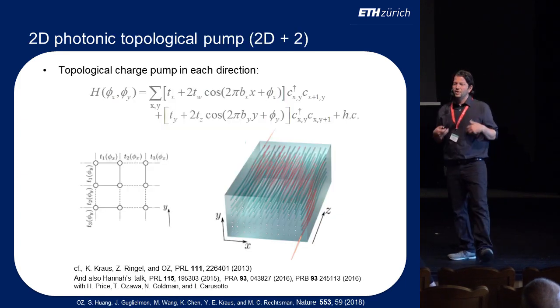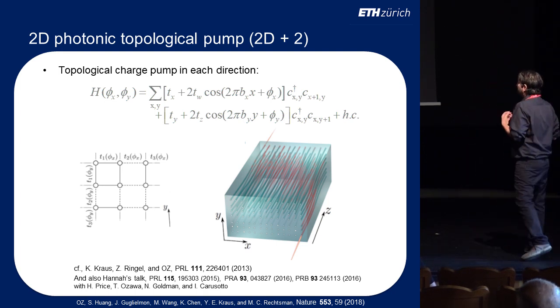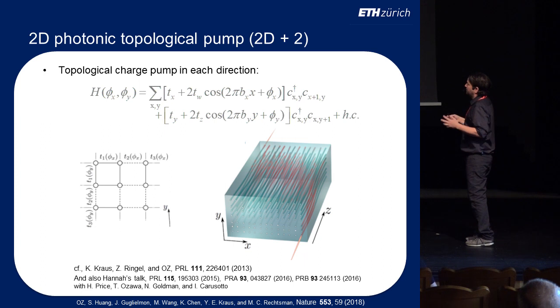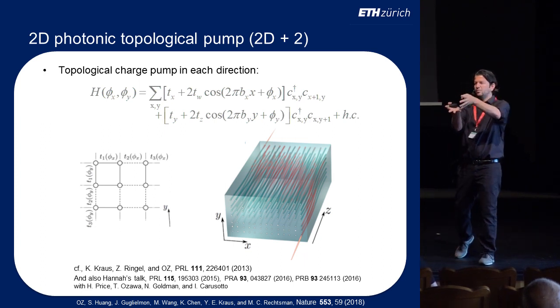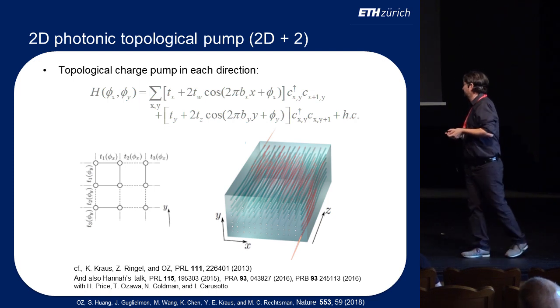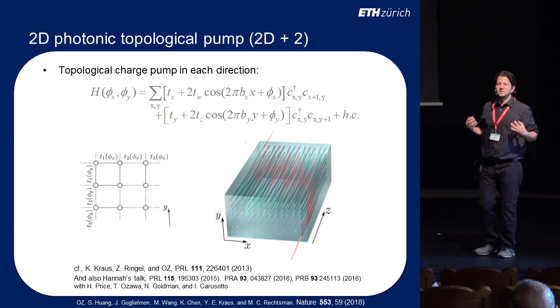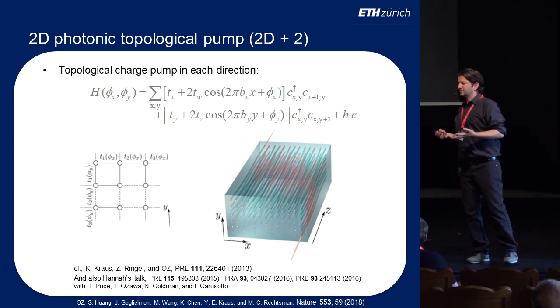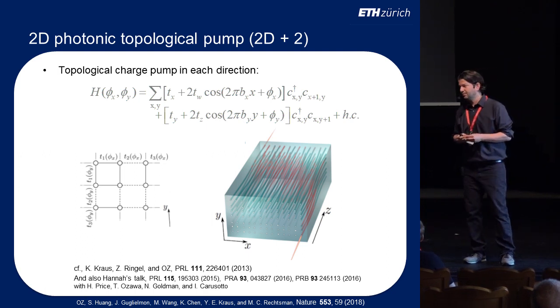Moving beyond one-dimensional arrays of pumps, we then looked at the two-dimensional pump, which corresponds to two types of these off-diagonal Harper models in each of these directions. And what is nice about this model is that if you do dimensional extension for it, you see that it maps directly onto the four-dimensional quantum Hall effect that Hannah told you about yesterday.